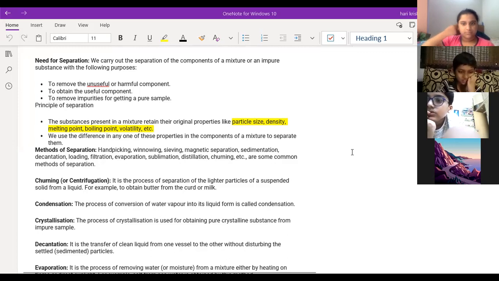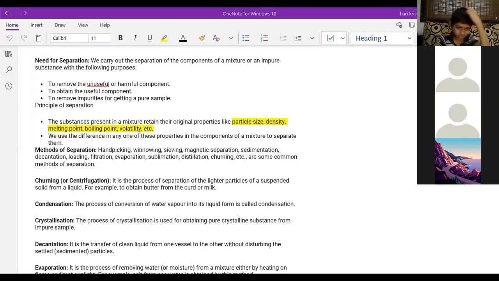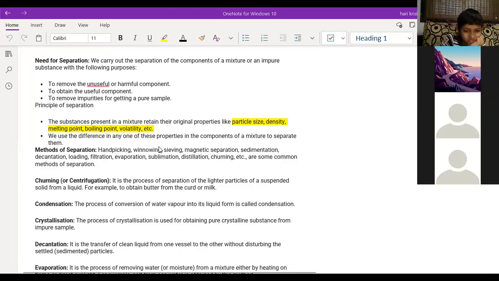Okay. So based upon the particle properties only, we'll use the different separation techniques. Based upon the particle size, the density of the particles, the melting point, boiling point, volatility, we'll use the separation techniques. The different techniques are hand picking, winnowing, sieving, magnetic separation, sedimentation, decantation, loading, filtration, evaporation, sublimation, distillation. These are some common separation techniques.